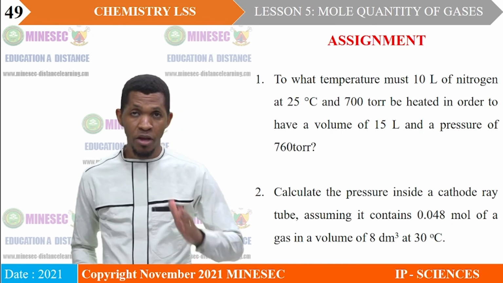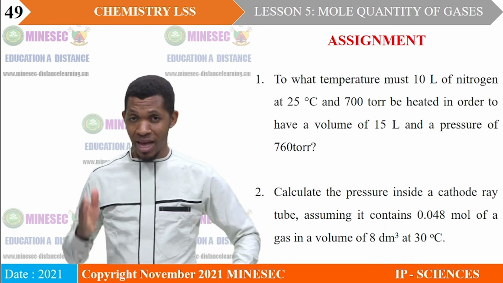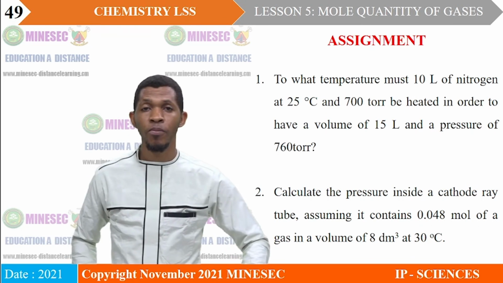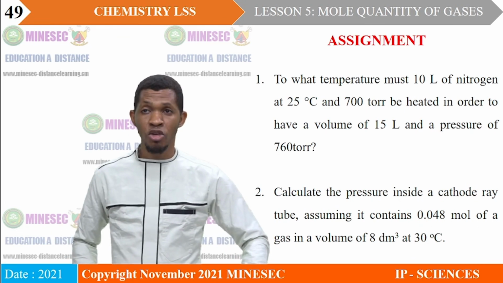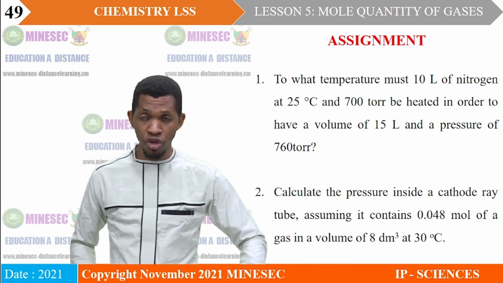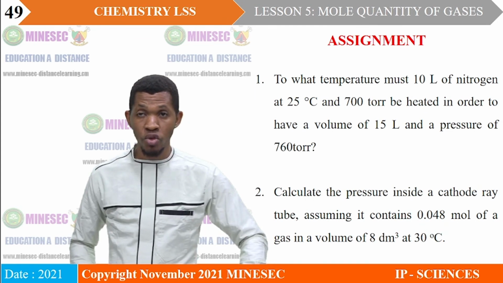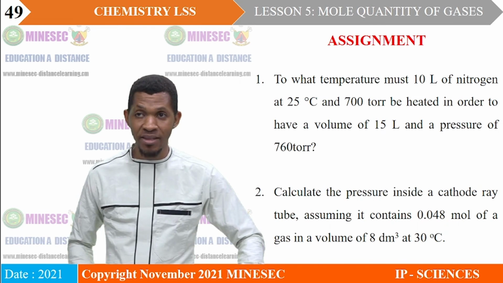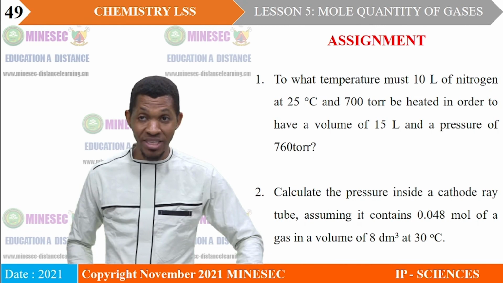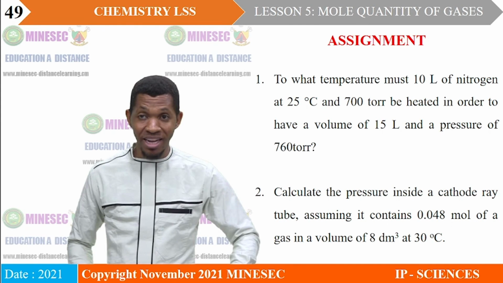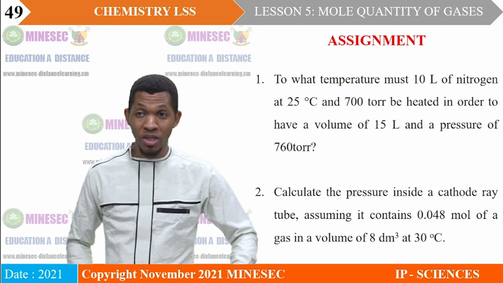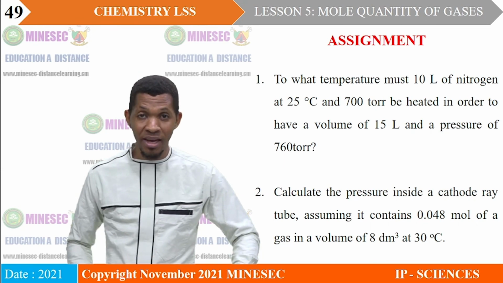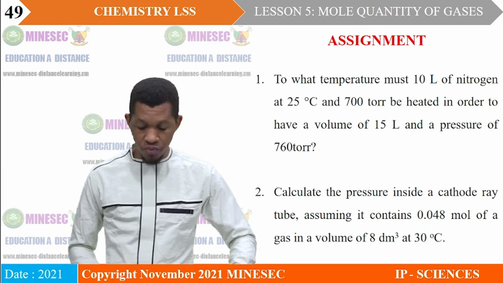Assignment. Before our next lesson, I would like you to answer these questions. Question 1. To what temperature must 10 liters of nitrogen at 25 degrees Celsius and 700 torr be heated in order to have a volume of 15 liters and a pressure of 760 torr? Question 2. Calculate the pressure inside the cathode ray tube, assuming it contains 0.048 moles of a gas in a volume of 8 cubic decimeters at a temperature of 30 degrees Celsius.